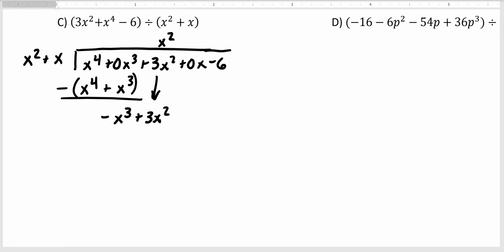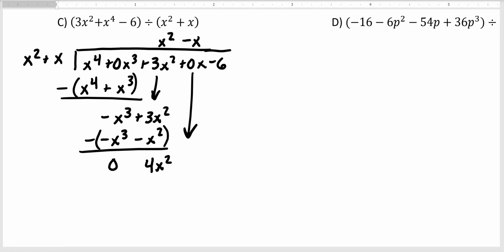x squared times what gives me negative x to the third? It would be negative x. So negative x times x squared is negative x to the third. Negative x times x would be negative x squared. Now remember, I'm subtracting a negative here. So 3x squared minus negative x squared would become positive 4x squared. Bring down our plus 0x.